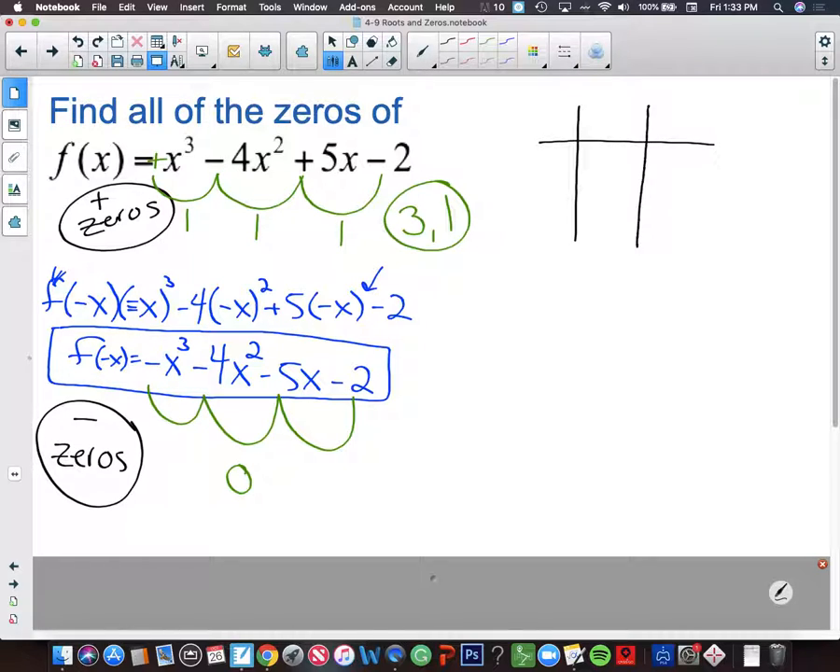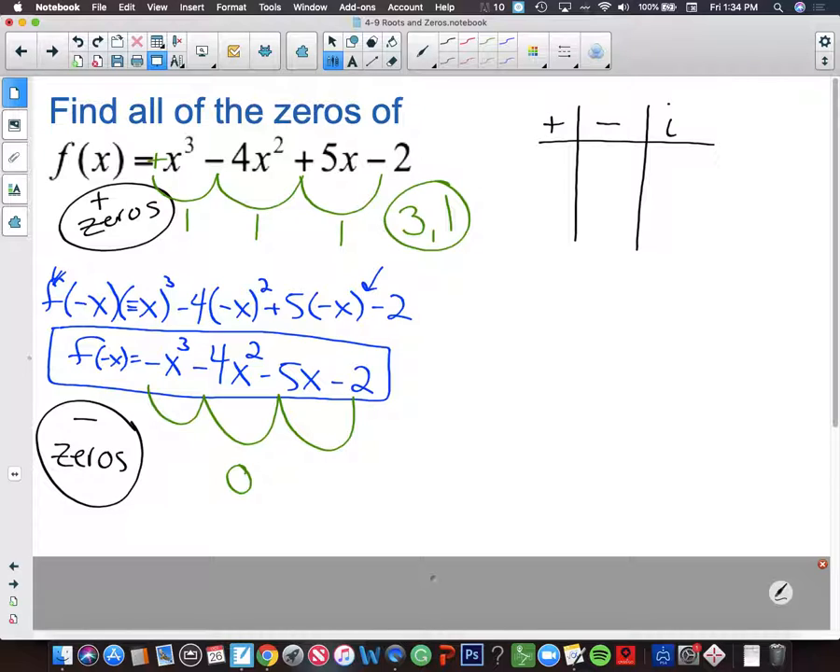Okay, so we can have the type of zeros. We can have a positive 0. We can have a negative 0, or we can have those imaginary zeros, right? I told everyone before that those are the ones where you have a curve that's above the axis, or a turning point above the axis. You can use imaginary numbers to find those.